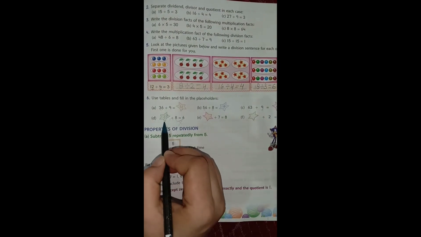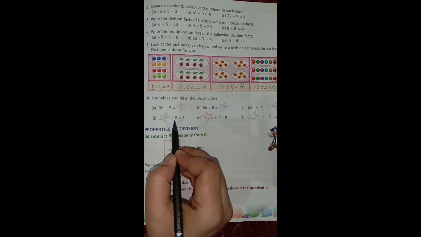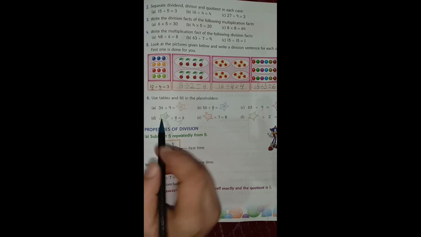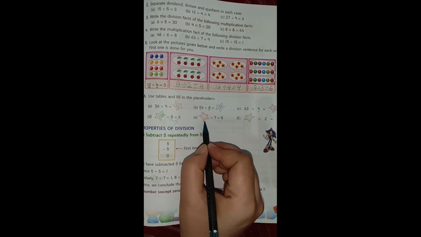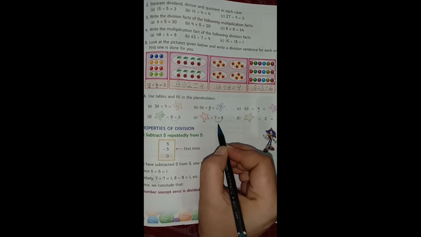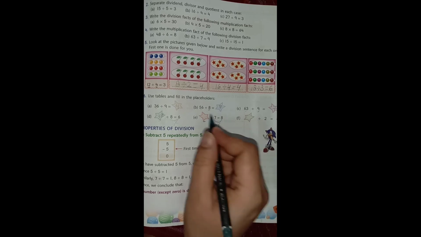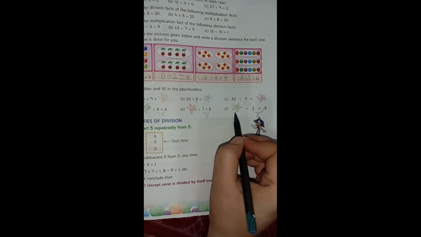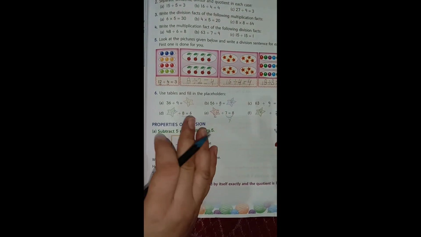8 6s are 48. And when you will go through the table of 8, you will see that 8 6s are 48. Fine. Again, this place is missing. So multiply these two numbers. 7 8s are 56. Total will be written here. Now the last part. So multiply these two numbers. 2 8s are 16. And if you will go through the table of 2, 2 8s are 16. So this is how you can do these questions by using tables.